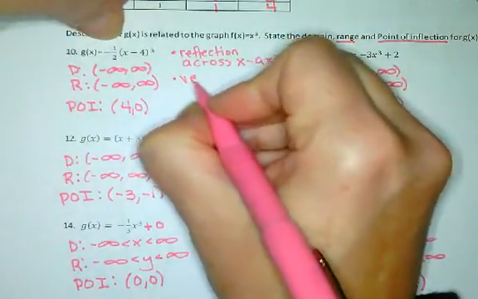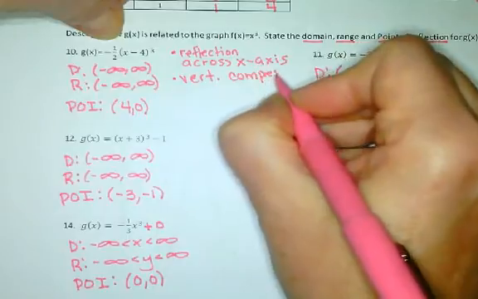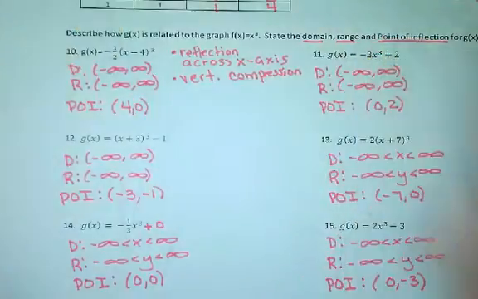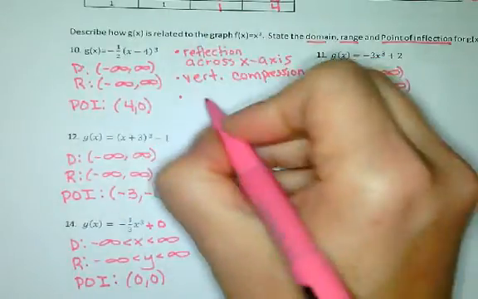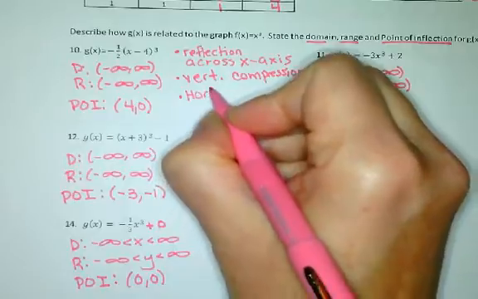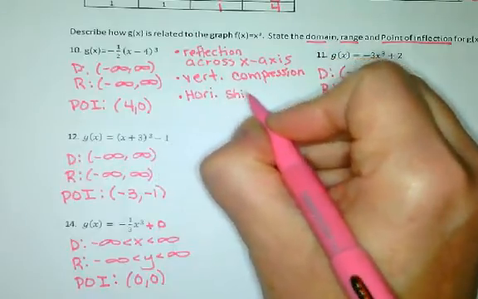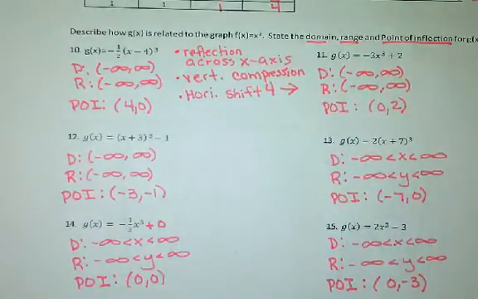I also know it's going to be a vertical compression because it's a fraction. Again, those rhyme. Compression, fraction. And I see something's happening on the inside, so that's my horizontal. So this is going to be a horizontal shift 4 to the right.